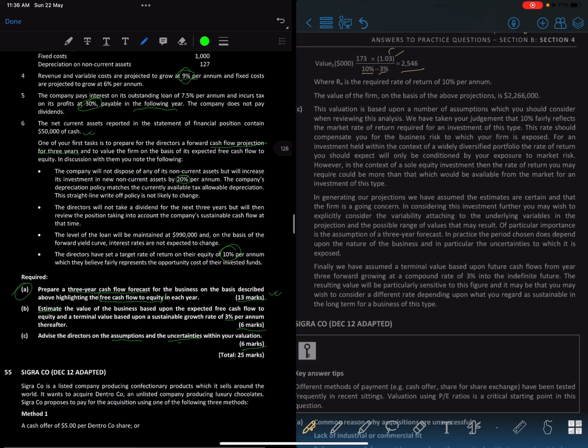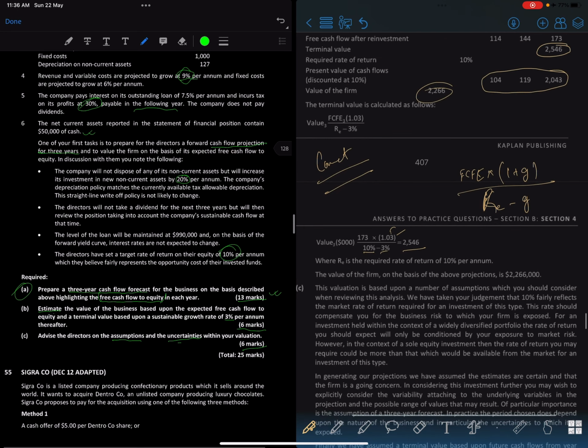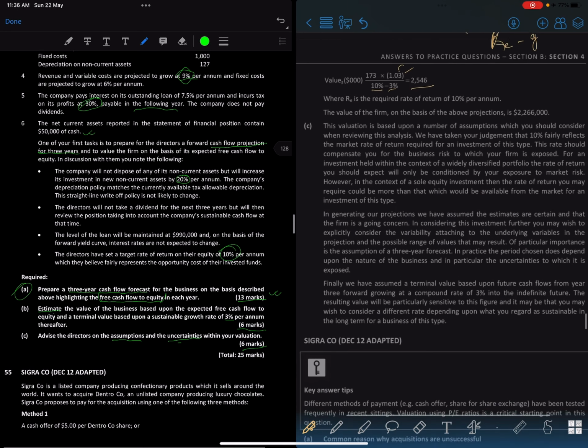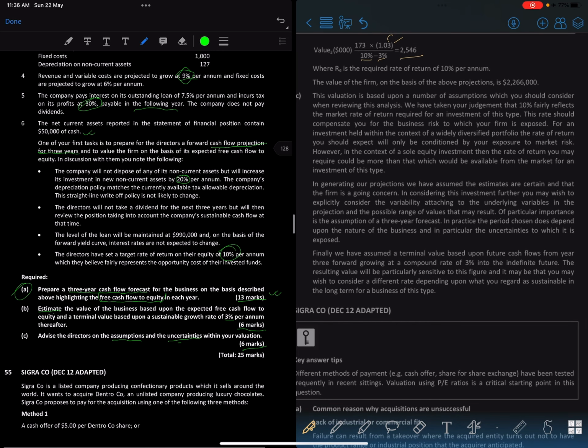Assumptions and uncertainties: there are a lot of assumptions that we made, right? Remember, the valuation is based on a number of assumptions which you should consider when reviewing this analysis. We have taken the judgment that 10% fairly reflects the market rate of return required for an investment of this type. This rate should compensate you for the business risks to which your firm is exposed. For an investment held within the context of a widely diversified portfolio, the rate of return you should expect will be conditioned by your exposure to market risks.